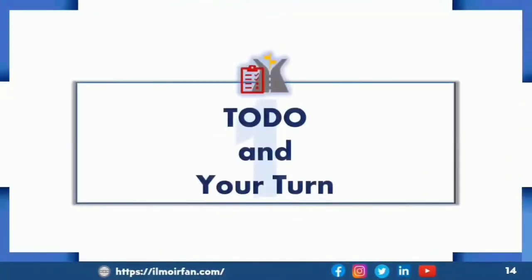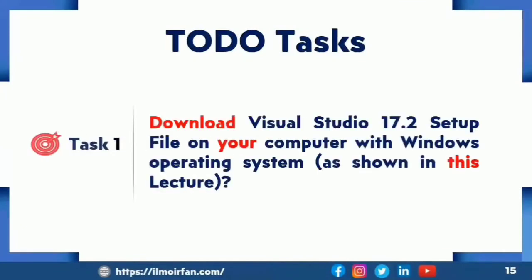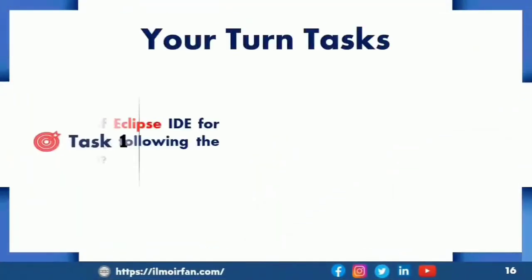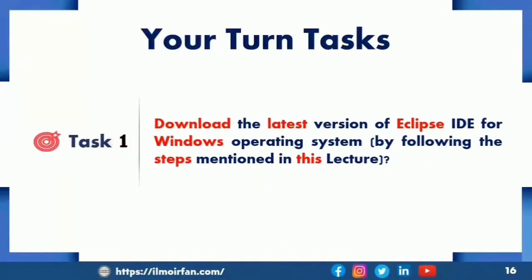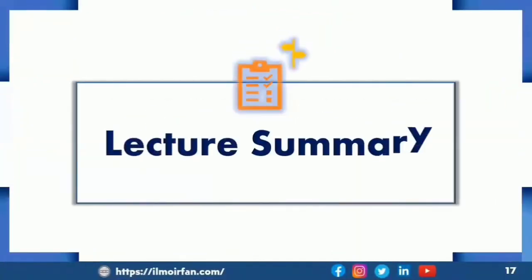Now the to-do and your-turn tasks. The to-do task for this part of the lecture is to download the Visual Studio 17.2 setup file on your computer with Windows operating system as shown in this lecture. Your turn task is to download the latest version of Eclipse IDE for Windows operating system by following the steps mentioned in this lecture. Now let's move to the lecture summary.